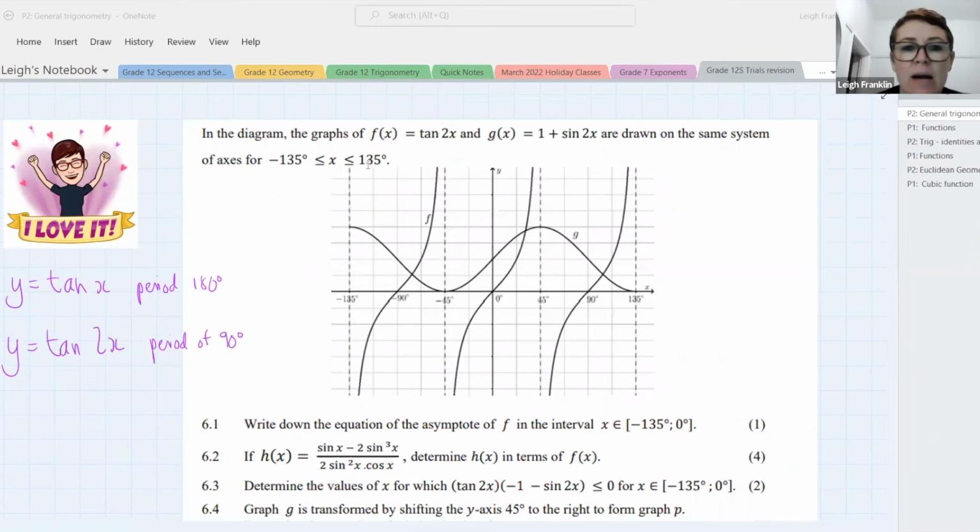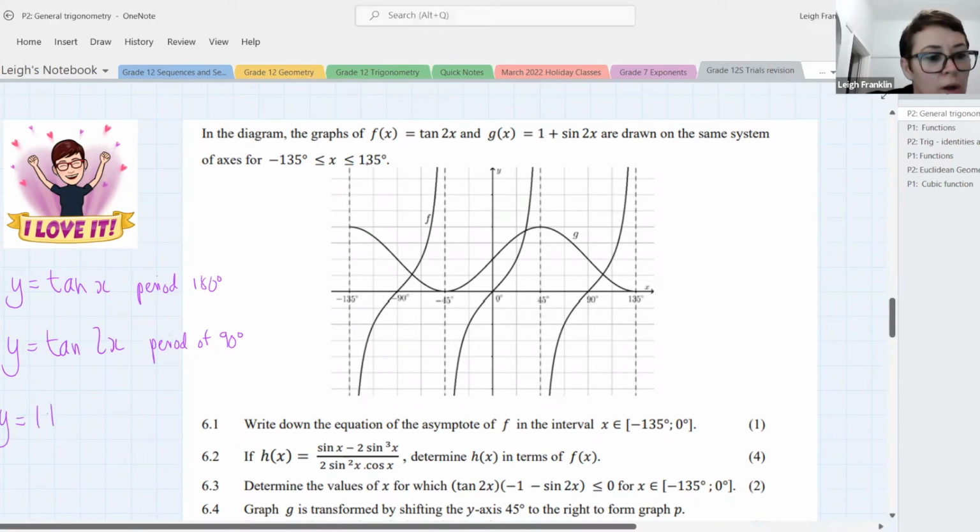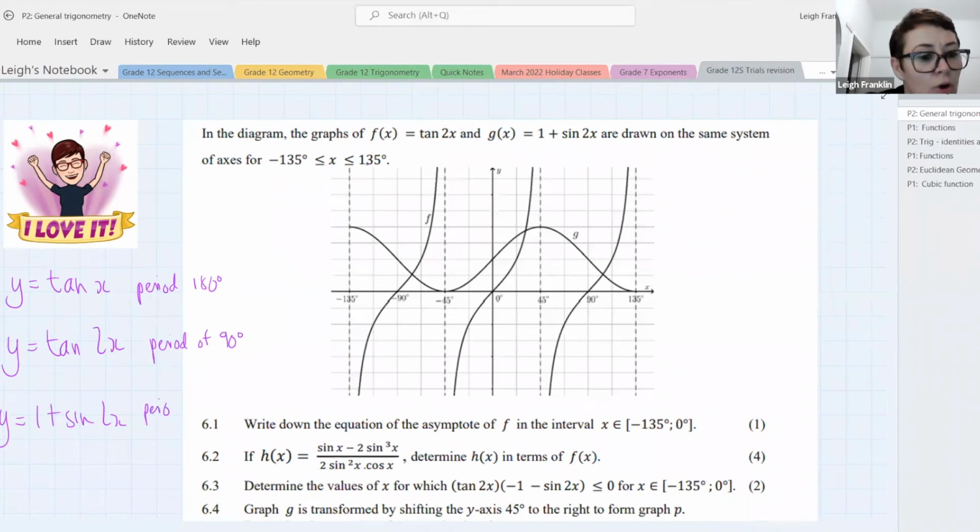When we say g of x equals 1 plus sine 2x, same story. The sine graph is repeating itself more frequently. Sine graphs normally repeat themselves every 360. So if we've got a graph of y equals 1 plus sine 2x, it now has a period of 180 because it's repeating itself every 180, and it has been shifted 1 unit up. So it's been shifted 1 unit up and it's also repeating itself more frequently. So that's what we're looking at.